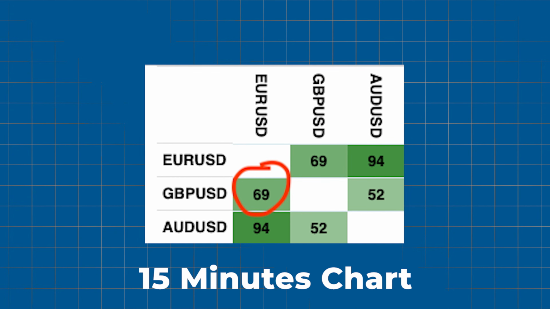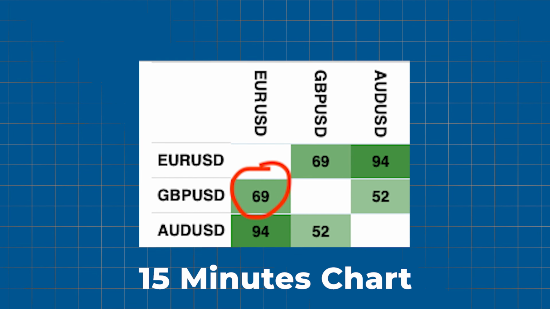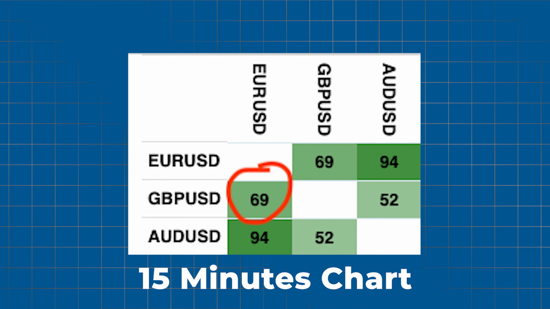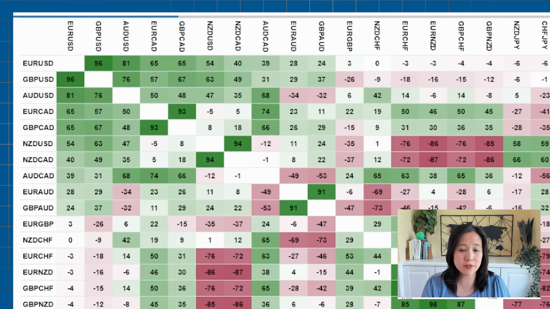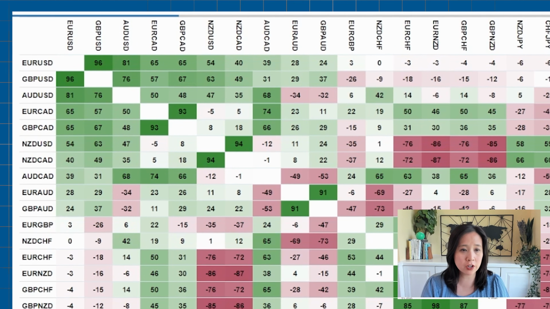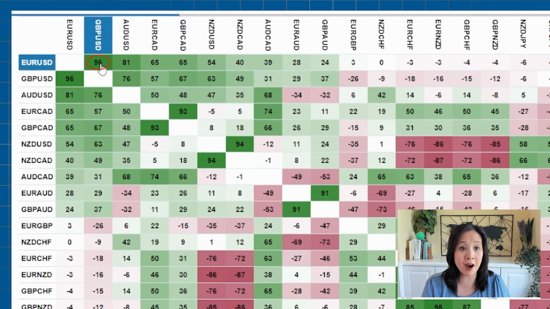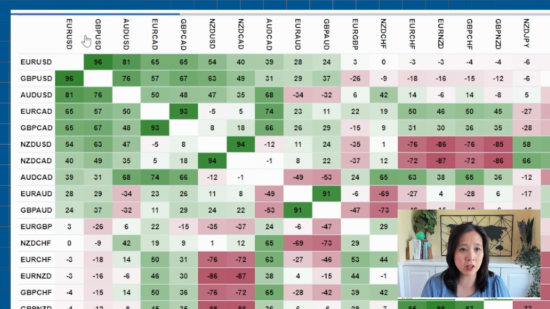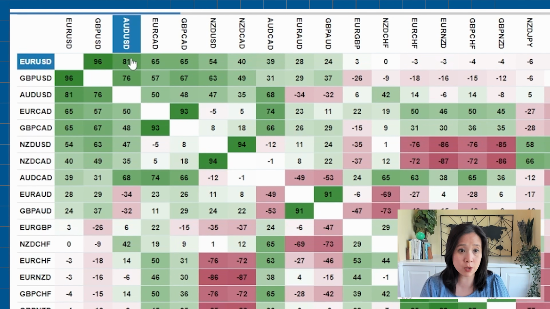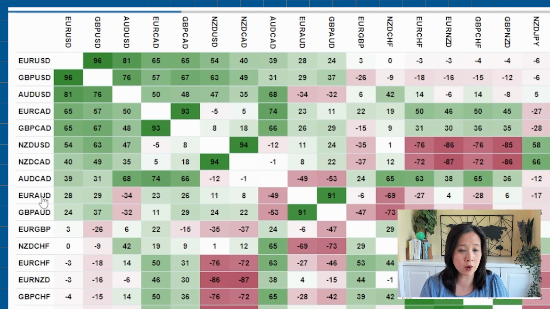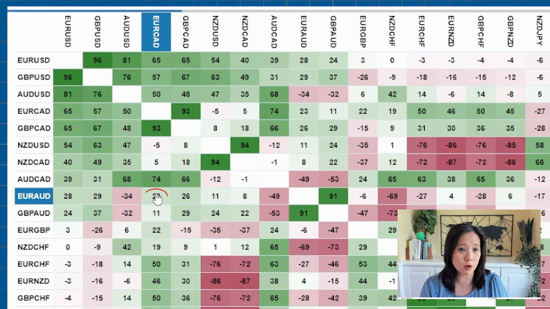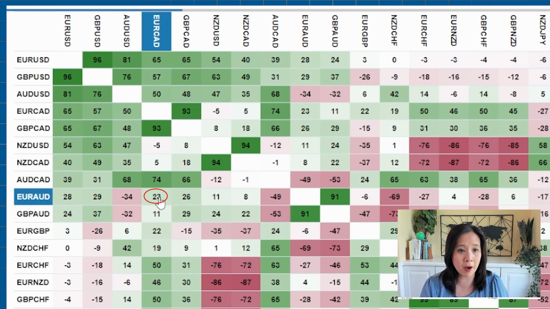Now, this may look different on a shorter time frame, which is important for shorter term traders, because if you take a look at this 15-minute chart, it shows only a 69% correlation between the euro dollar and pound dollar. This is what metef.net looks like. And if you take a closer look, this is what I'm talking about: 96% positive correlation between pound dollar and euro dollar, and an 81% correlation between Aussie dollar and euro dollar. What you can also see is, for example, Euro Aussie and Euro CAD tend to not be that correlated. There's only a 23% positive correlation.